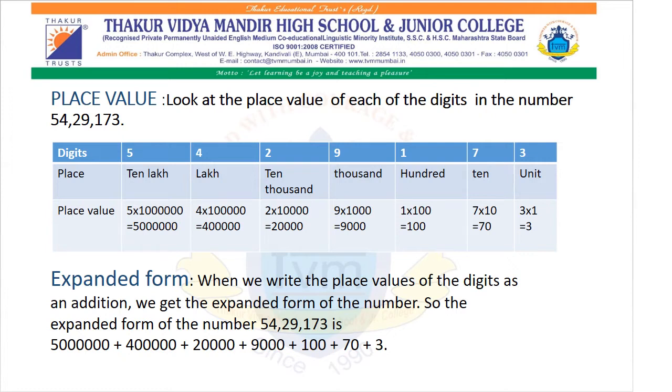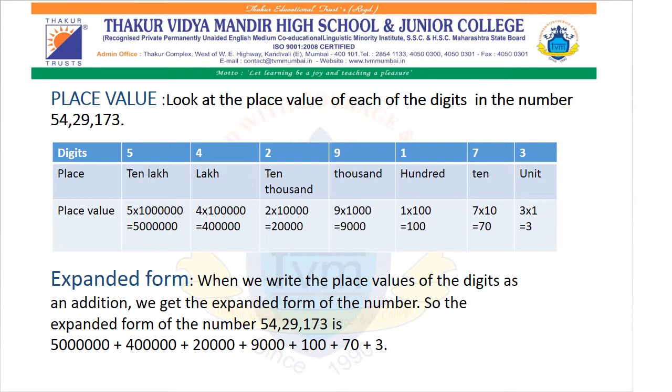54,29,173. The digits used in this number are 5, 4, 2, 9, 1, 7 and 3. Correct? And its place is also given below. 5 is in 10 lakh place, 4 is in lakh place, 2 is in 10,000 place, 9 in 1000 place, 1 in 100 place, 7 in 10 place and 3 is in unit place. Correct? Now to get the place value, we will just multiply our digits with the place.